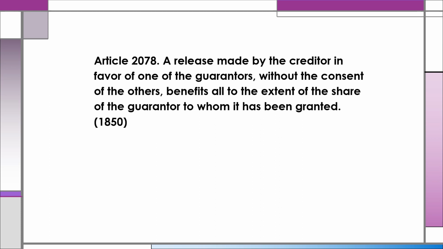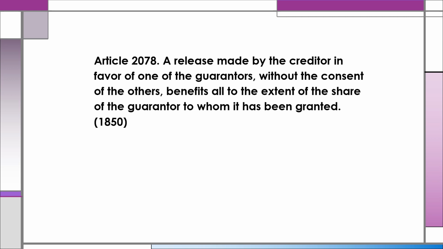Article 2078. A release made by the creditor in favor of one of the guarantors without the consent of the others benefits all to the extent of the share of the guarantor to whom it has been granted. So, ang situation dito sa 2078, there are several guarantors, for example, guarantors A, B, and C. And the debt that they guarantee is like 900,000. So, 900,000. Tig-300,000 bawat guarantor.